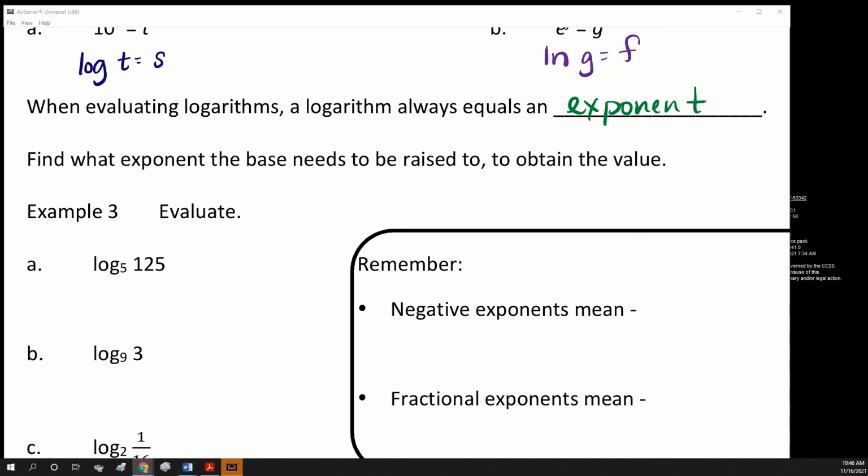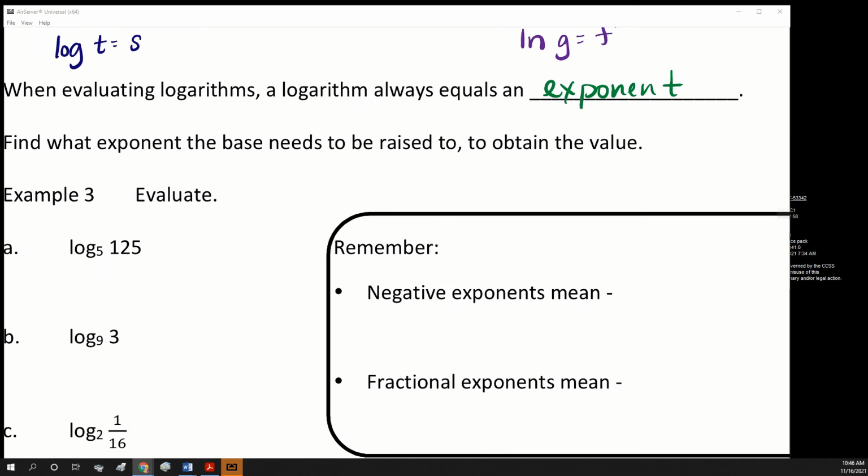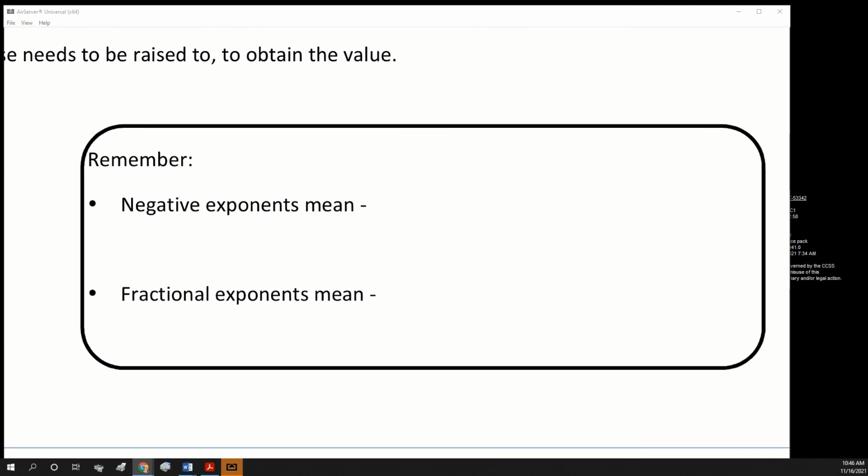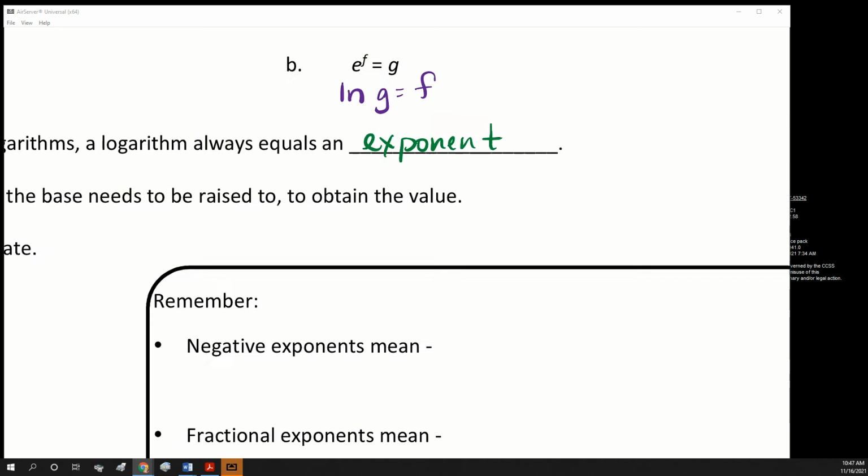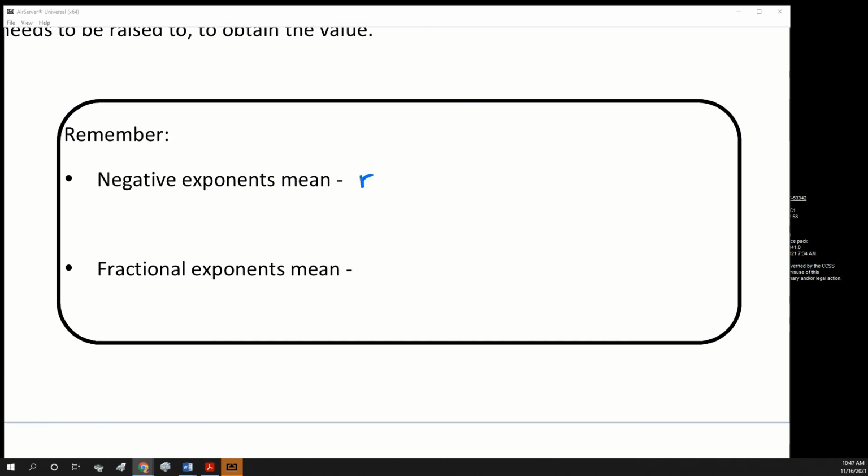And so you need to figure out what the base needs to be raised to get whatever the value is. Now, some things to remember while you're doing this about exponents is what a negative exponent means and what a fractional exponent means. Now, I already asked you guys about the negative exponent. So a negative exponent means reciprocal. So if you start off with a number like 5 and you want it to become something like 1 over 5 or 1 over 25, the only way to do that is a negative exponent.